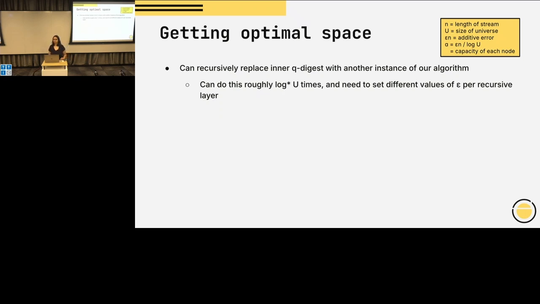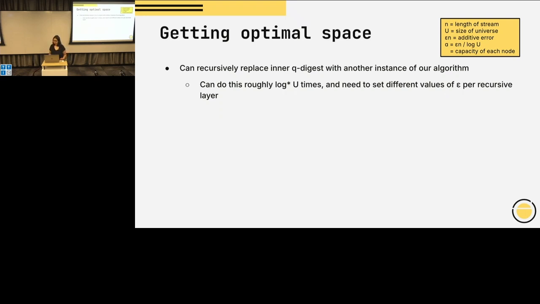Yeah, so you'll get log star u layers, but each tree gets smaller. Because each tree gets so much smaller, the space actually converges. Even though there are log star u layers, the sizes converge, so the space usage is not that high. The main issue you'll have is that the epsilons add between layers.